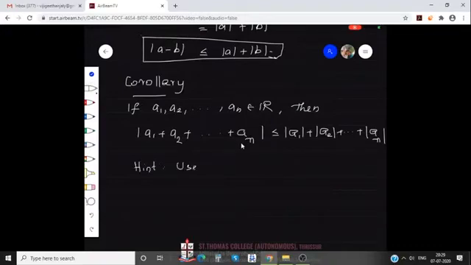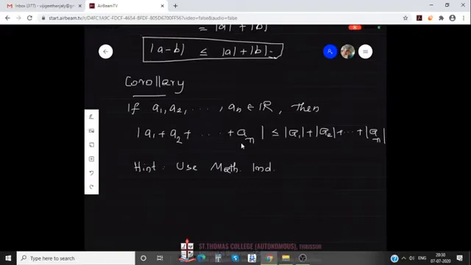Use mathematical induction. So try to prove this result.